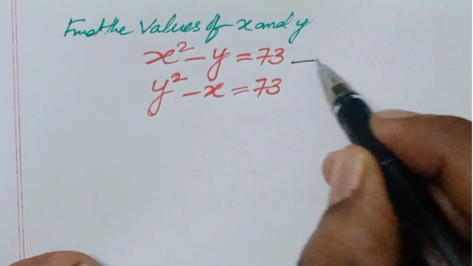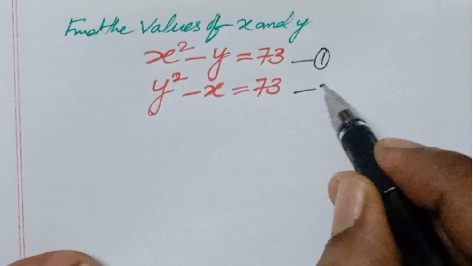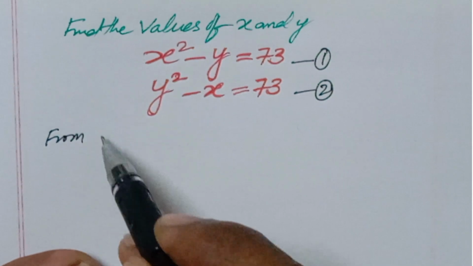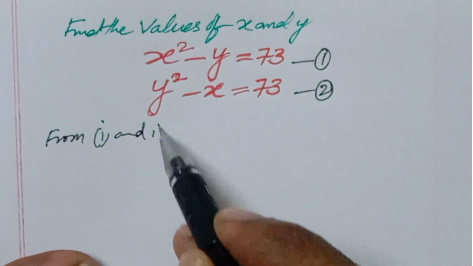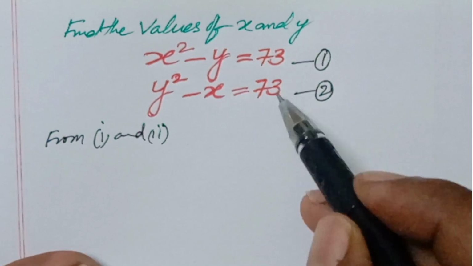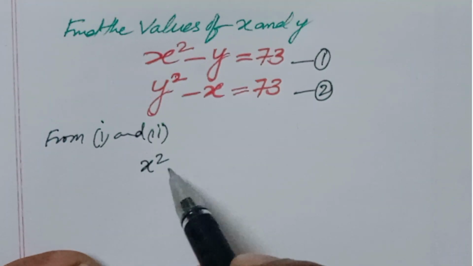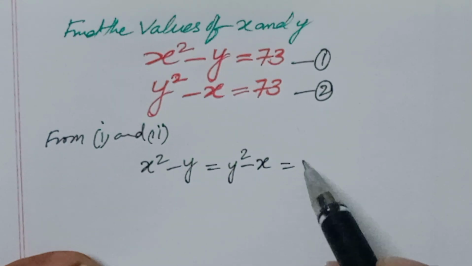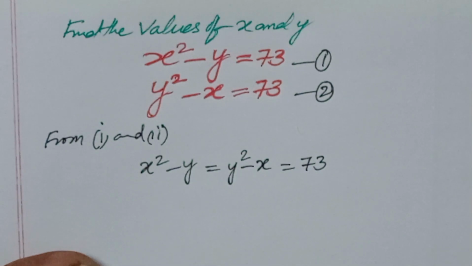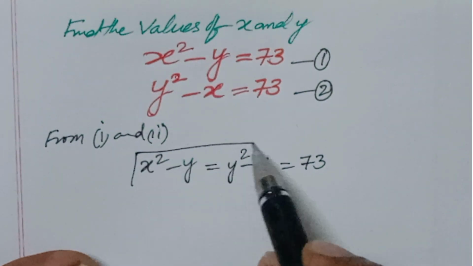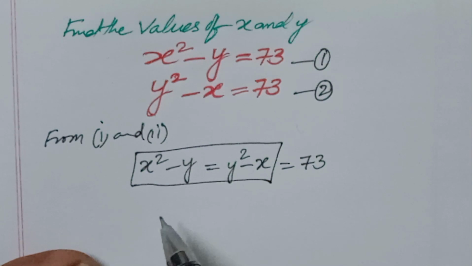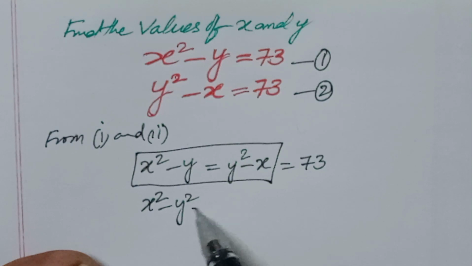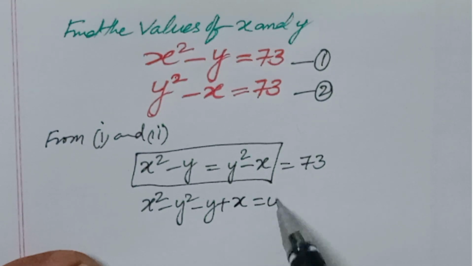Okay, let us take the given equations as 1 and 2. Here, if you observe from 1 and 2, the RHS are the same. So you can write x square minus y is equal to y square minus x, equal to 73. If you take these two, x square minus y square minus y plus x equal to 0.